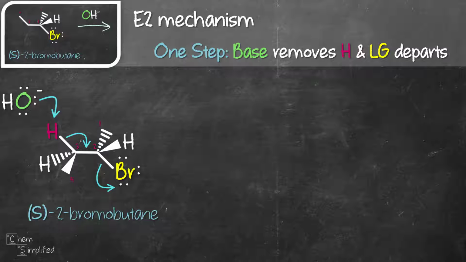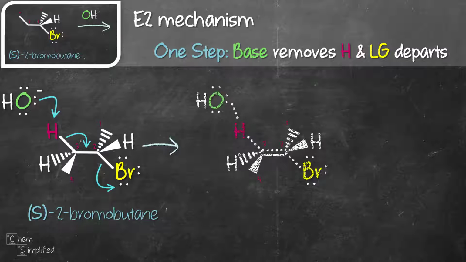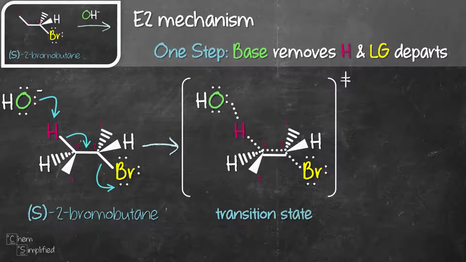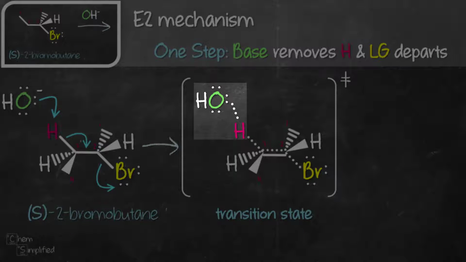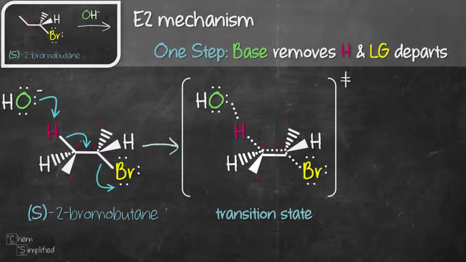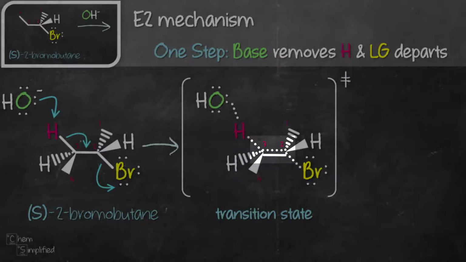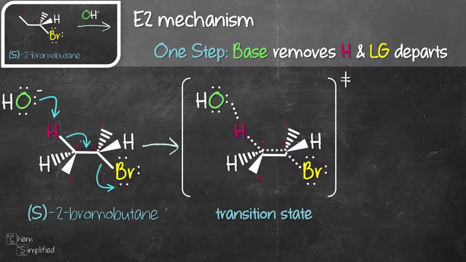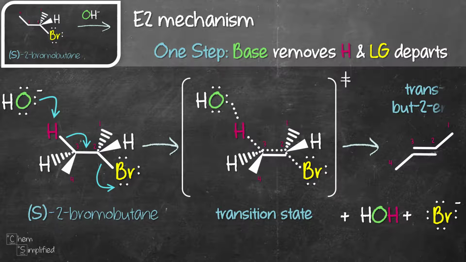Hydroxide ion, which is our base, is going to remove the proton that is anti-periplanar to bromine. Electrons on C-H will form C=C double bond. At the same time, bromine will leave, which is evident in this transition state. We see the bond between base and proton forming, H and carbon breaking, C and C forming, and then C and Br breaking. So we see all these partial bonds in the transition state. The final product that we get is going to be trans-2-butene from this elimination example.